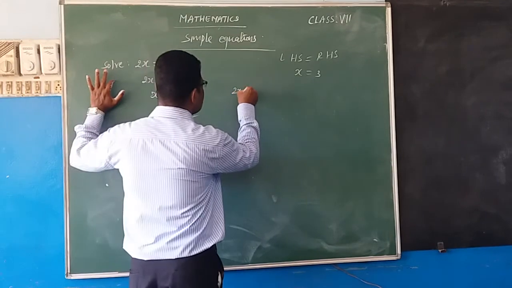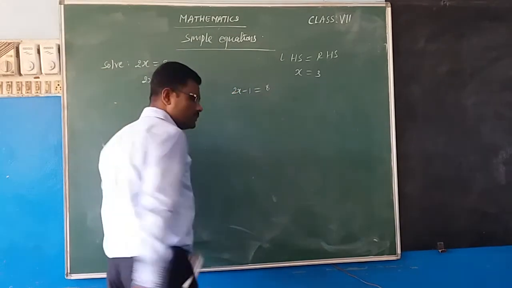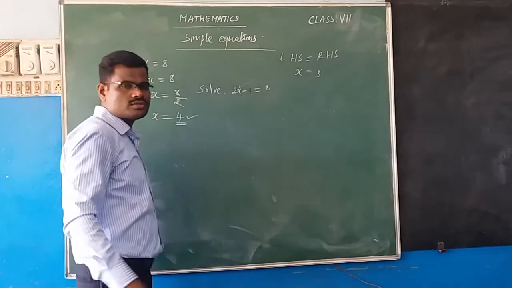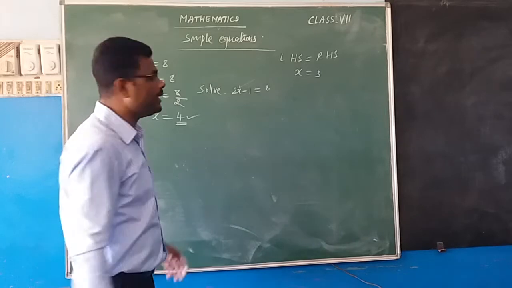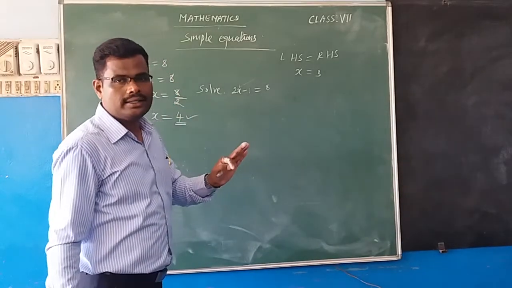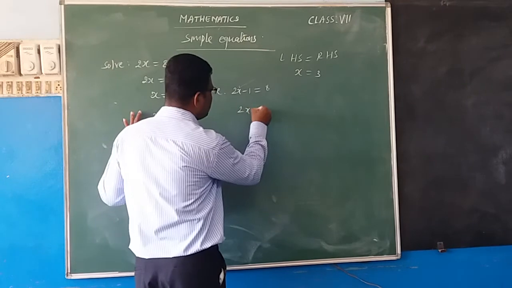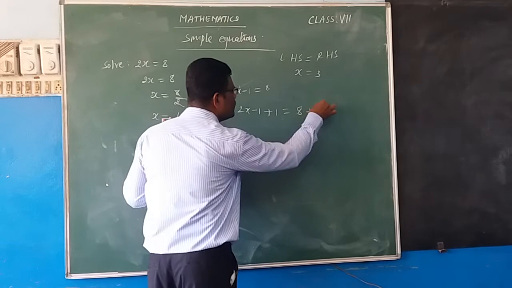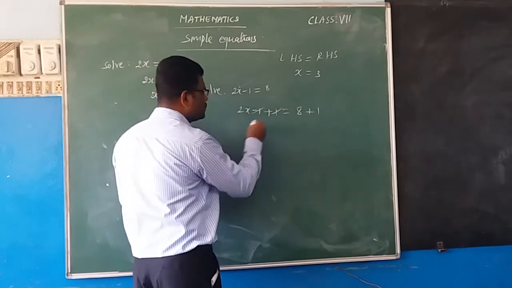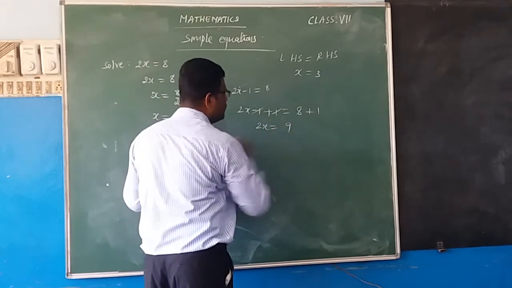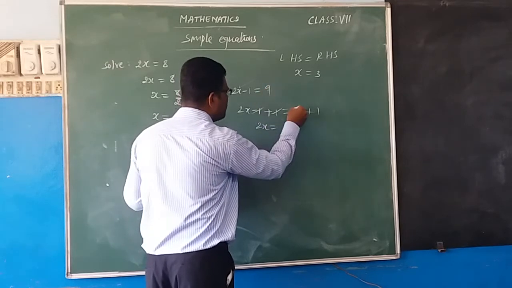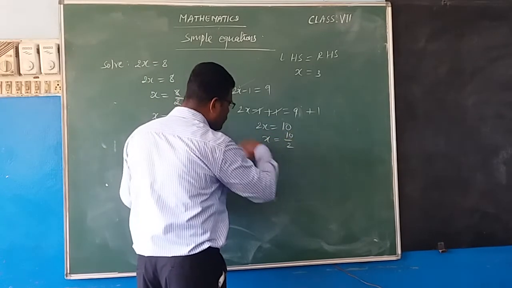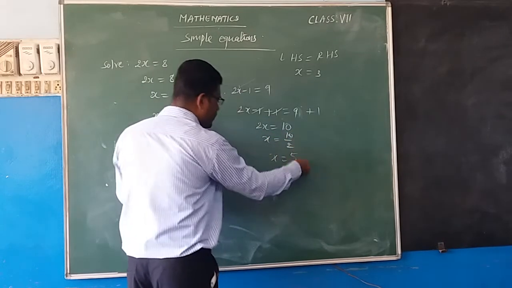Suppose the question is 2x minus 1 is equal to 9. Solve. What is the meaning of solve? Solve means to find the value of x. I'll make use of one more method, that is called adding the same number on both the sides. 2x minus 1 is equal to 9 is given. If I add plus 1 on both the sides, it gets cancelled. So 2x is equal to 9 plus 1, that is, 2x is equal to 10. x is equal to 10 divided by 2, transposing, x is equal to 5.